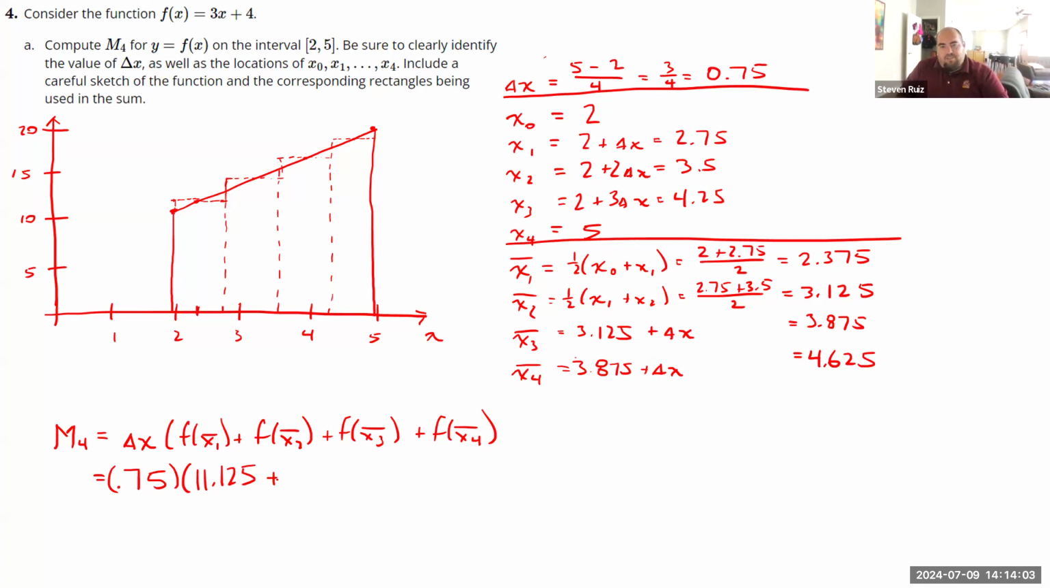And then f of x2, so 3.125 times 3 plus 4, that's 13.375. And then f of x3, 3.875 times 3 plus 4, that is 15.625. Plus f of x4, so 4.625 times 3 plus 4, 17.875.